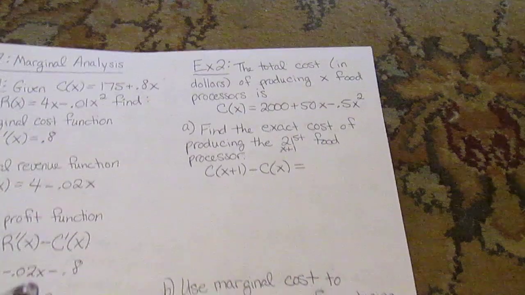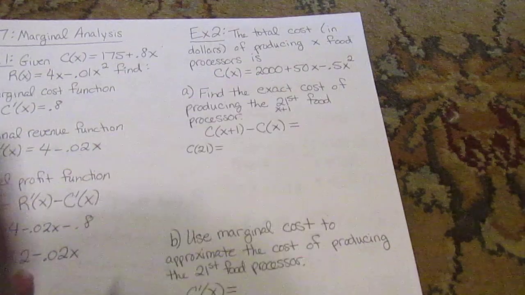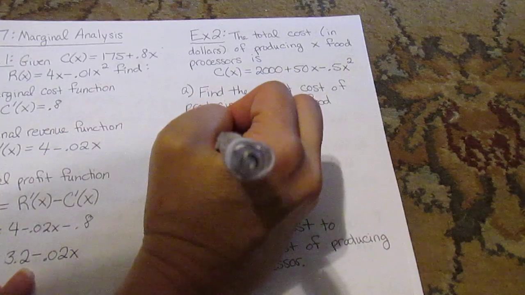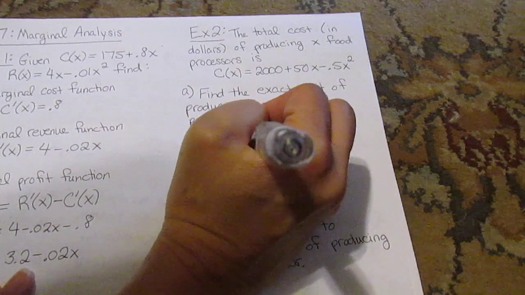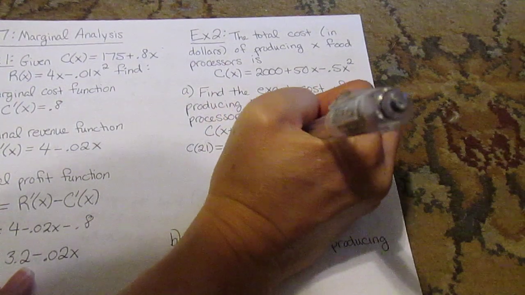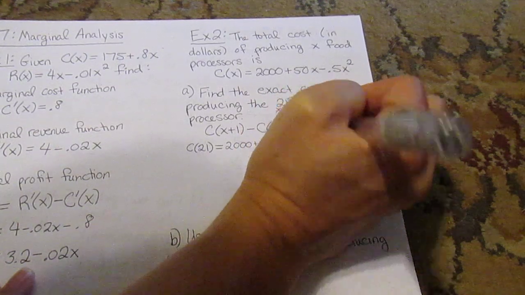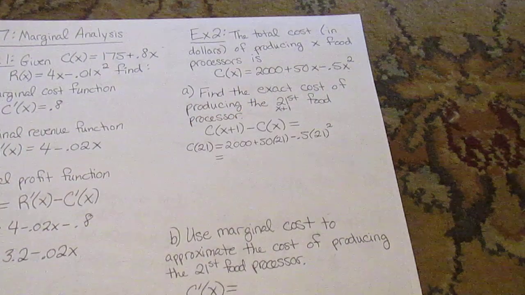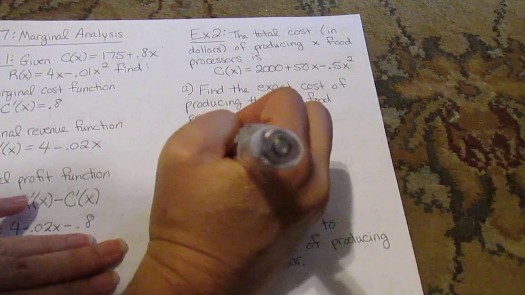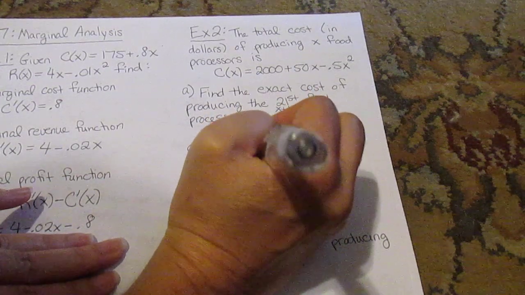Okay, so we need to find out what C of 21 is. So that means we're just plugging in 21 for x right here. So we've got 2,000 plus 50 times 21 minus 0.5 times 21 squared. And I already put it in my calculator. Let me see, what did I get? 2,829.5.